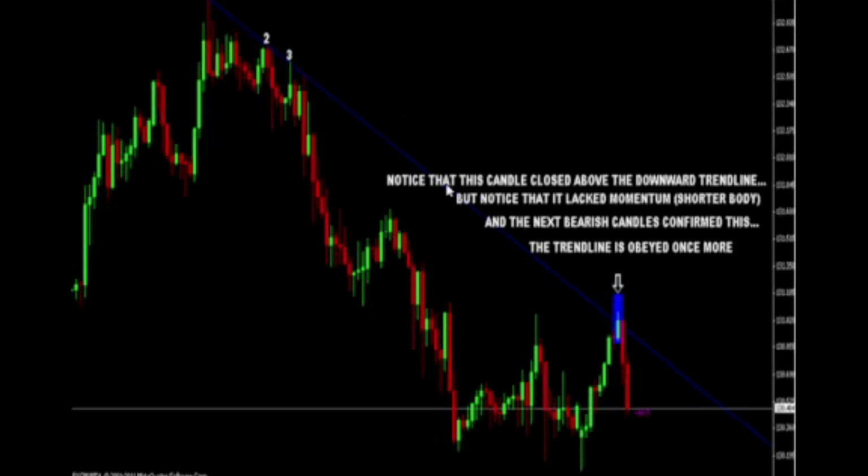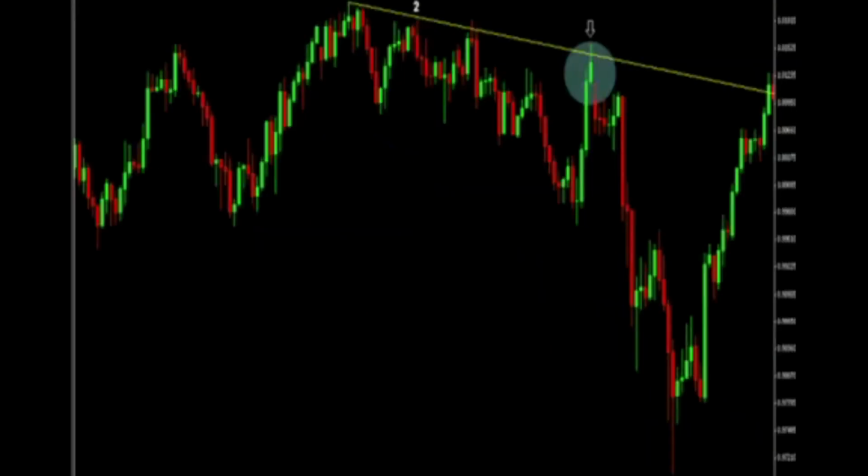Notice that this candlestick closed above the downward trend line, but notice that it lacked momentum. Shorter body, and the next bearish candlestick confirmed this: the trend line is obeyed once more. So in this case, just look at what happened over here and see how the market dived down. The market moved over here again, 1 2 3, and then fell down again, and guys made a lot of profit out of that action.